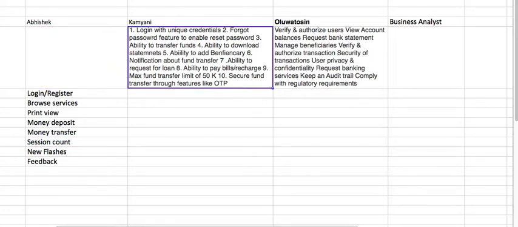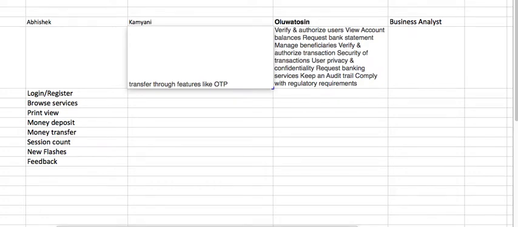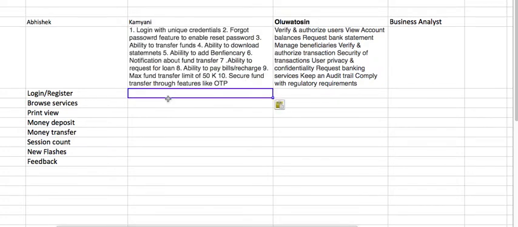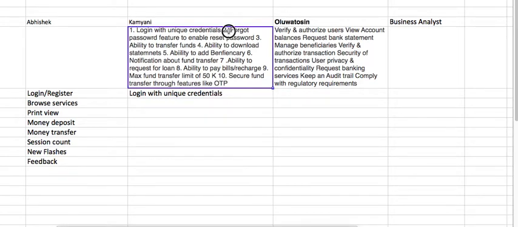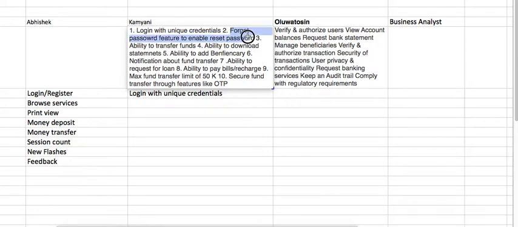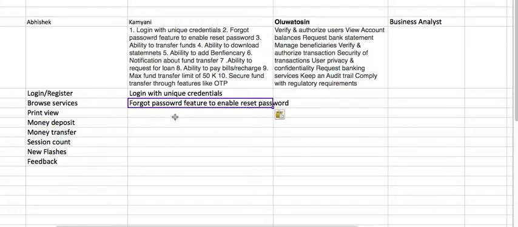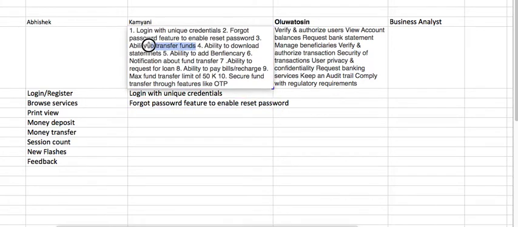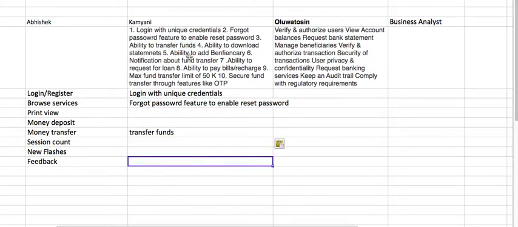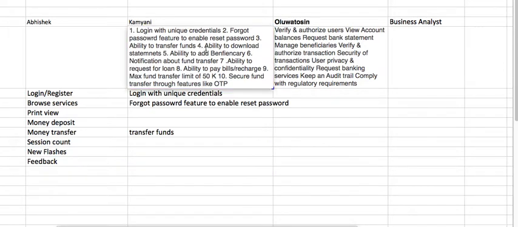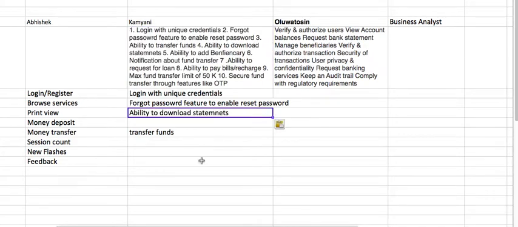Let's look at this login. Number one is, you've mentioned login. Forgot password. Now forgot password is again part of your login. Okay. Ability to transfer, so we simply use it as transfer fund. Here money transfer is mentioned, so I'm going to add it next to that. Download the statements. Here the statements means, I guess, a print view, right?